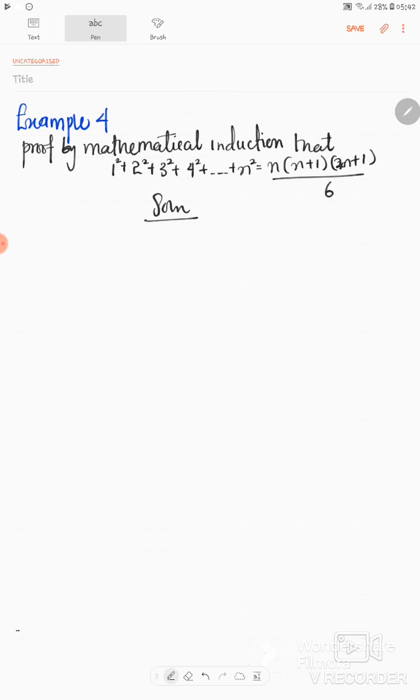The first step in mathematical induction is to show that it holds for n equals 1. Since we have n open bracket n plus 1 close bracket open bracket 2n plus 1 close bracket all over 6, I have to show that this is equal to 1. This must be equal to 1.